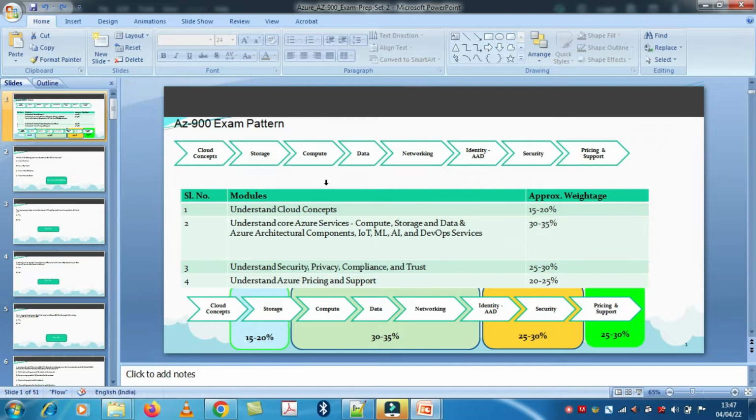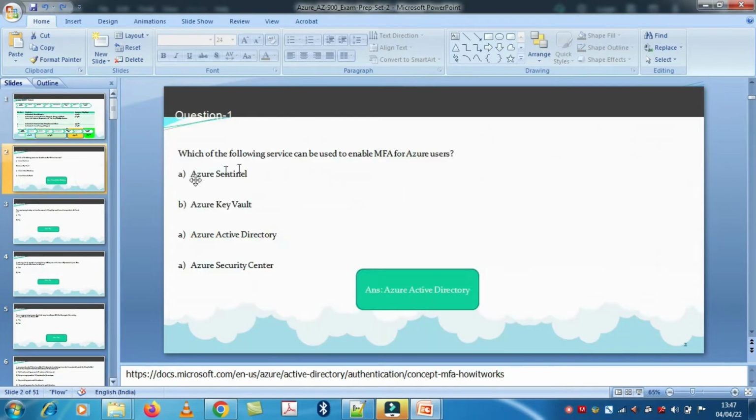In this particular module, we are going to cover this set 2, that is understand core Azure services. And in set 3, there is understanding security, privacy, compliance and trust. That is almost 20 to 30%. And set 4 will be understand Azure pricing and support. That will be 20 to 25%. So till now we have covered cloud concepts and storage, that is 15 to 20%. And in this particular session, we are going to cover compute, data and networking. That is 30 to 35%. So please be focused and let's move on to question number 1.